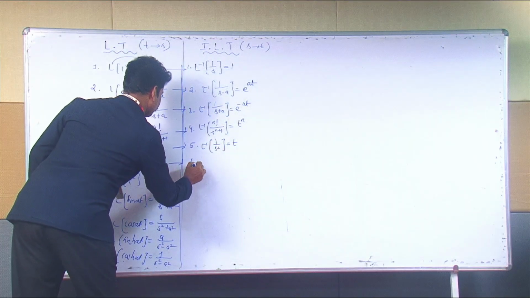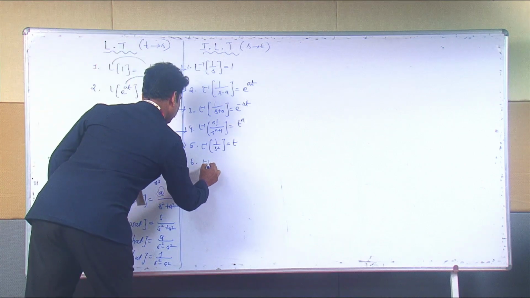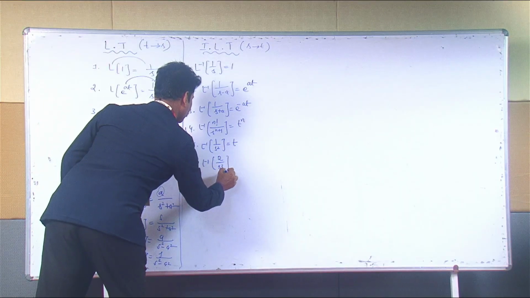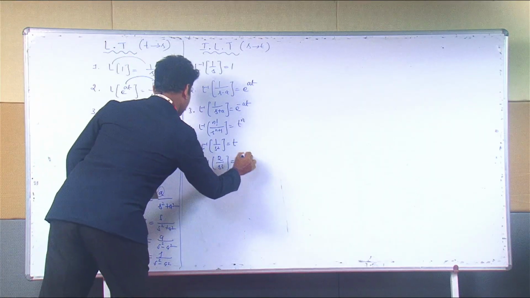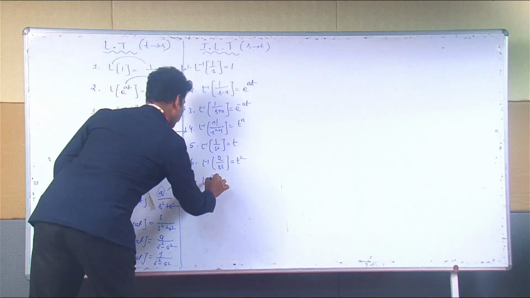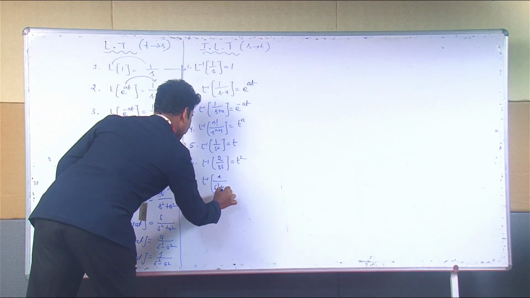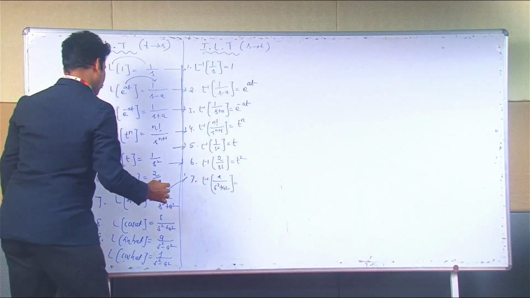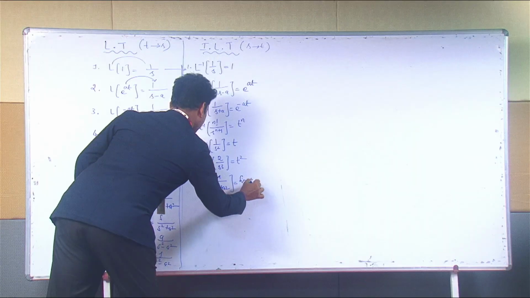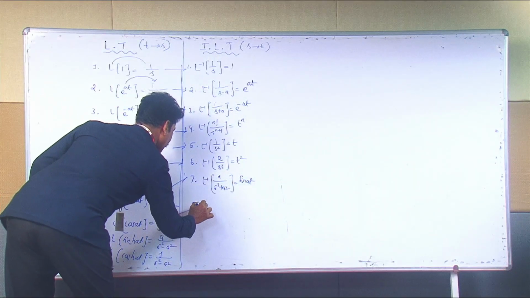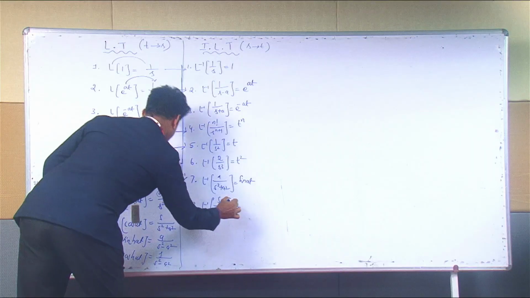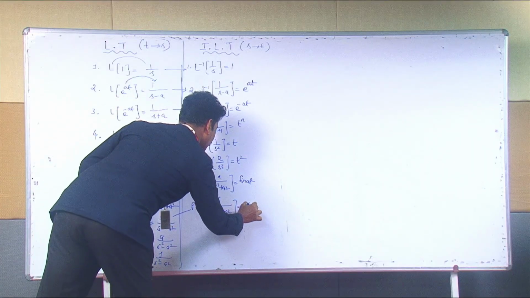And sixth one is L inverse of 2 divided by s cube equals t square. And seventh one is L inverse of a divided by s square plus a square equals sin at. And eighth one is L inverse of s divided by s square plus a square equals cos at. This is cos at.